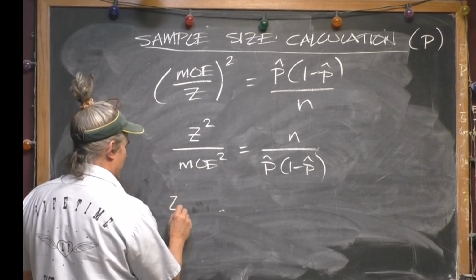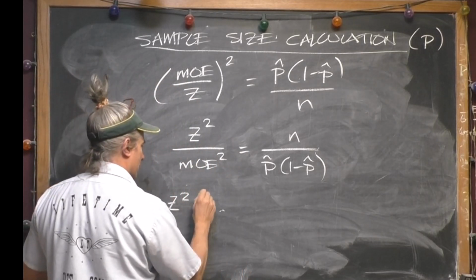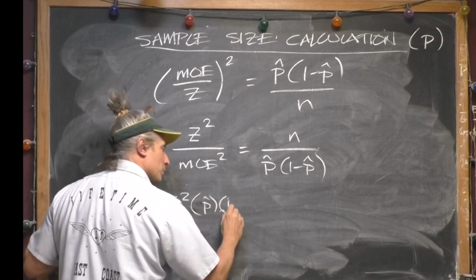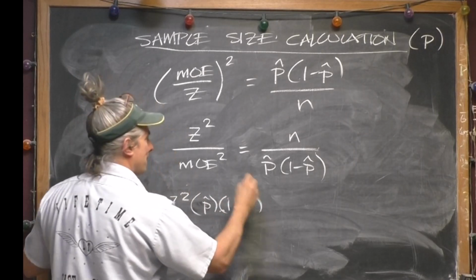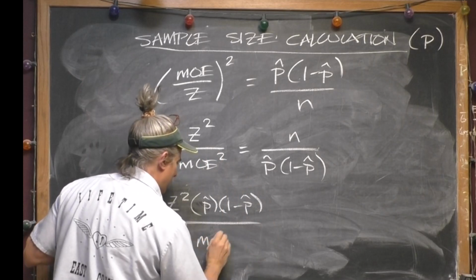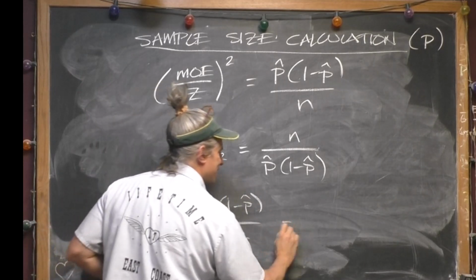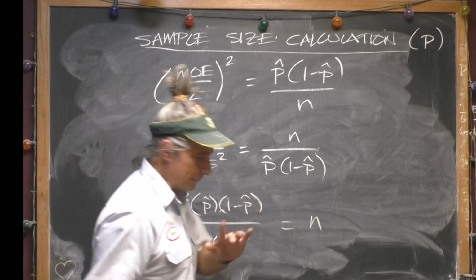So you're going to end up with z squared times P hat times 1 minus P hat over the margin of error squared equals the sample size. Cool.